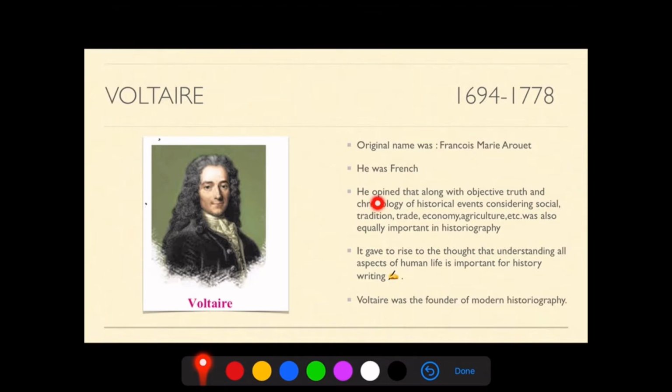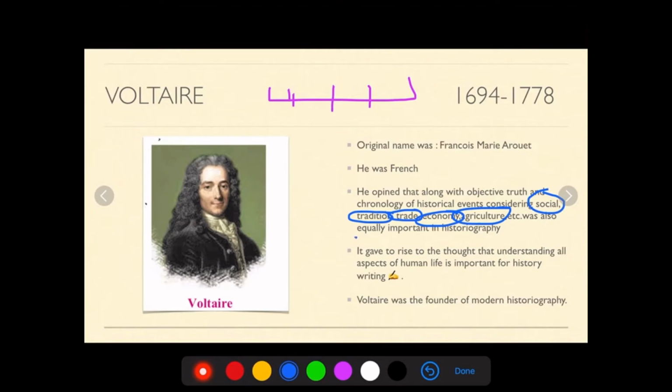He was French. He opined that along with the objective truth and chronology of historical events, the timeline, which is necessary to study this, you should also concentrate on historical events, considering social, tradition, trade, economy, agriculture, etc. So you should give importance to these factors as well: social, tradition, trade, economy, agriculture. These things are also equally important for studying history.